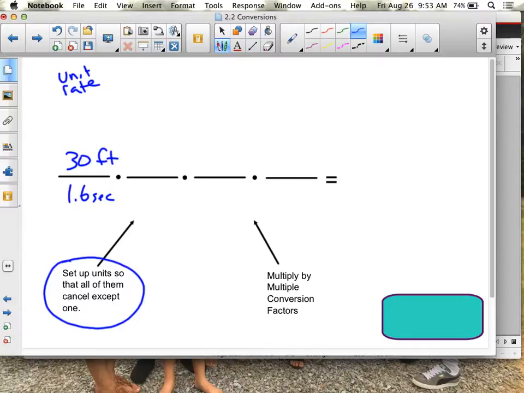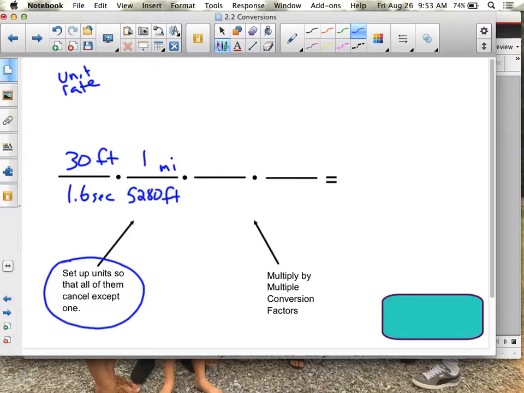So I had that conversion that 5,280 feet was equal to 1 mile. Well, I got to think, if I'm going to cancel my feet, if I'm going to cancel my units, I want them to be opposite each other. So I'm going to put my feet on the bottom, my miles on top, and I know that 1 mile equals 5,280 feet.